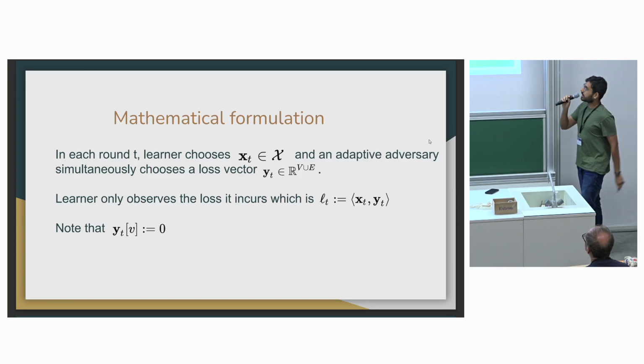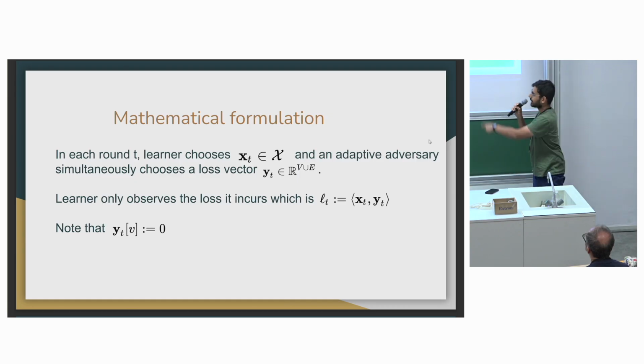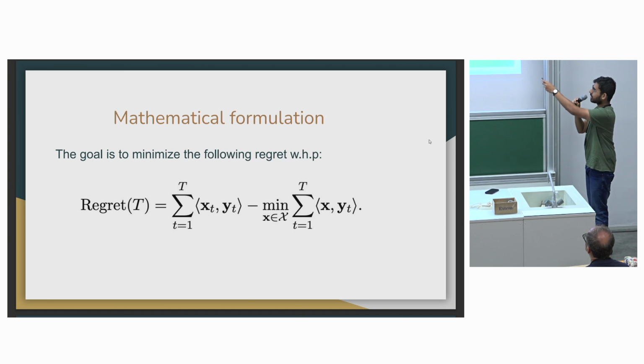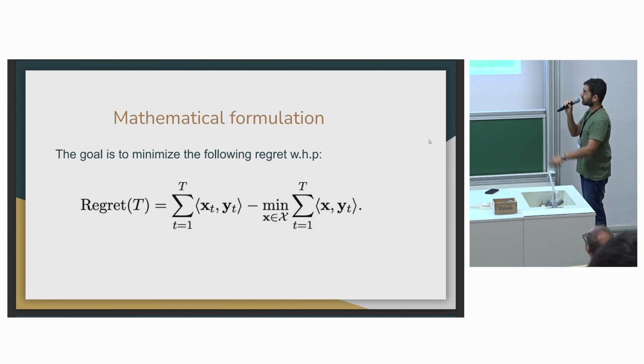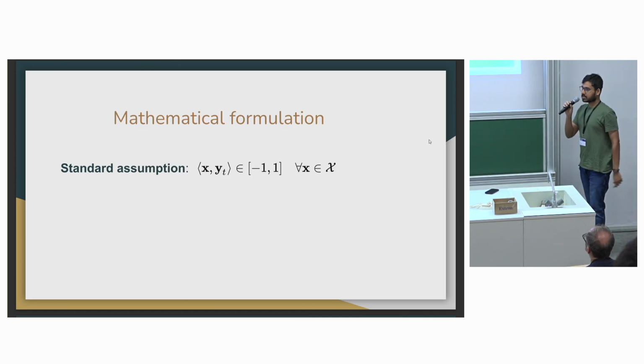Mathematically, we as a learner have to choose a vector x_t, and an adaptive adversary will be choosing a loss vector y_t, and we as a learner will observe the inner product of x_t and y_t as our loss. A small note: the vertices actually don't have any loss, it's just for notational sake. The goal is to minimize the regret with respect to the best path in hindsight. This is also a typical standard assumption, where you assume that the loss of any path is bounded between -1 and 1.